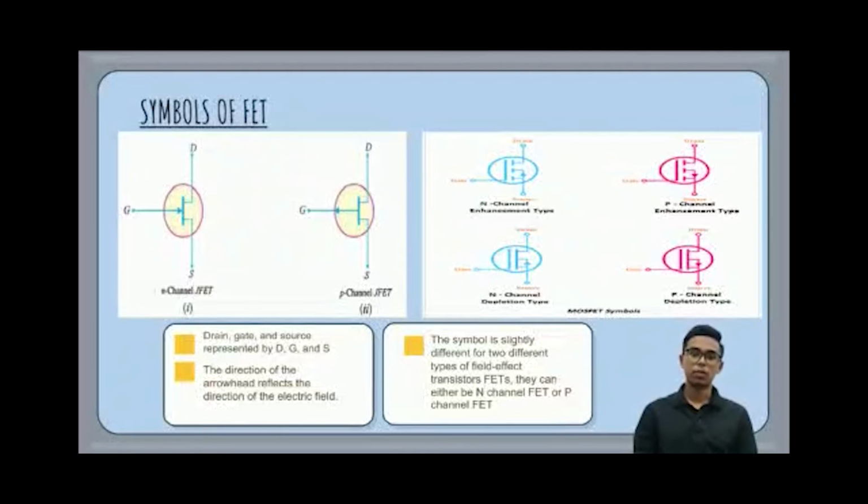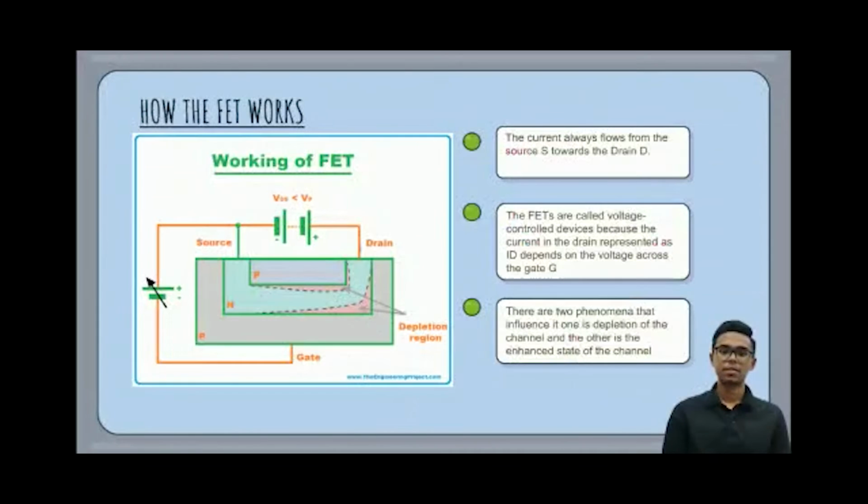Assalamualaikum and hi. Now we'll continue on the symbols of FET. As we learned before with the BJT, we have collector, emitter and base. But on the FET we have drain, D, gate, G and source, S. On the symbols, we can also determine the electric field by seeing the arrow direction. Not only that, as we have two different types of FET, they can be either N-channel or P-channel.